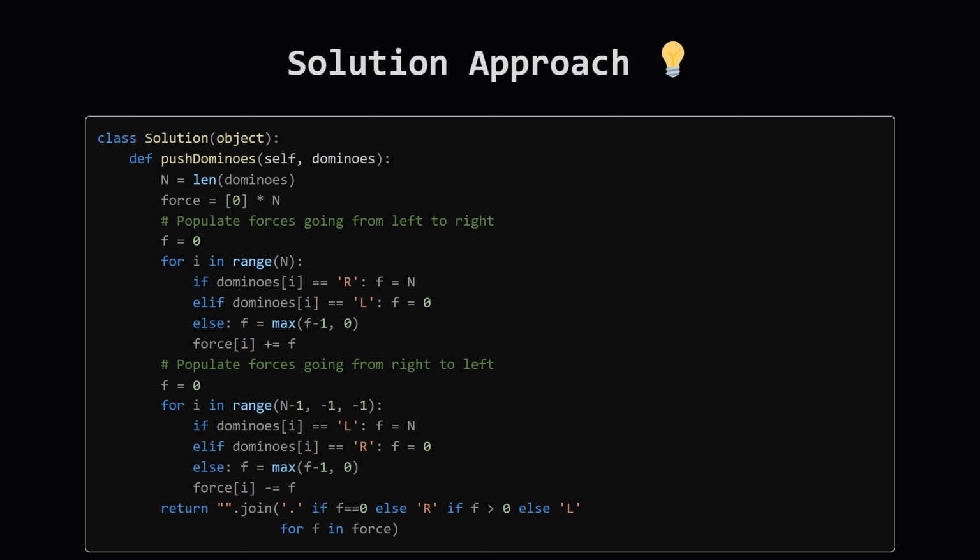So this is the code for push dominoes. This solution employs a two-pass simulation using an array. The first pass calculates the net rightward force affecting each domino, considering that force diminishes with distance. The second pass calculates the net leftward force similarly. By summing these forces, treating leftward force as negative, the final state of each domino, for positive force, for negative, for zero, can be determined. This achieves O(n) time complexity due to the two linear passes, and requires O(n) space for the force array.